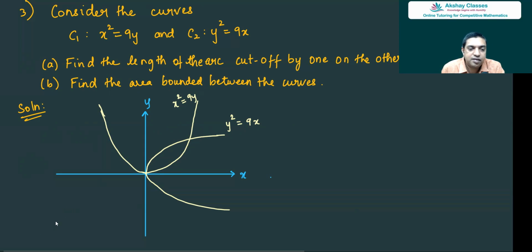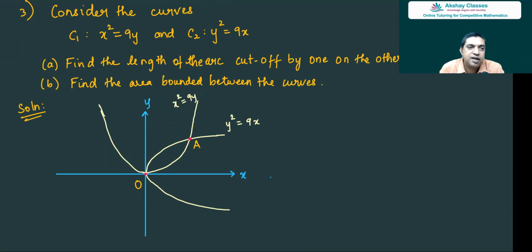Now they are intersecting. We have to find the points of intersection. One point is very obvious. This is origin. The second point, where will it be? Let us say this point is A. Now, what will be the coordinates of this point? One very simple trick is because these two curves are symmetric. That means you replace x by y and y by x. You get this is symmetric about the line y equal to x.